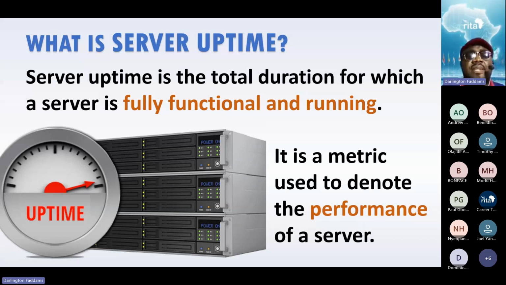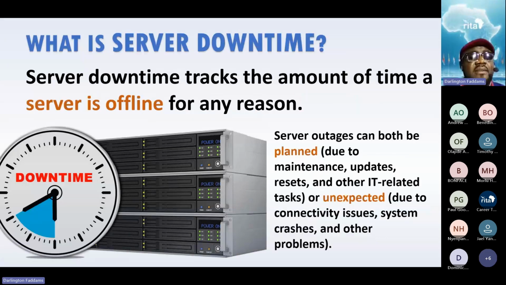Then when we say downtime, downtime tracks the amount of time a server is offline for any reason. Server outages can be planned, due to maintenance, updates, resets, and other IT-related tasks, or unexpected, due to connectivity issues, system crashes, and other problems. So you need to work with a company that does not get downtime.